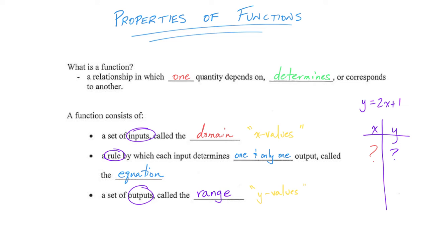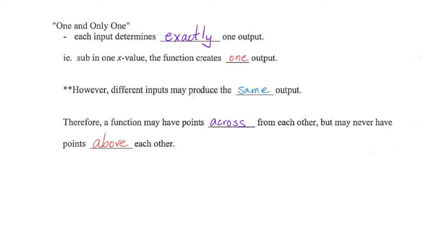Okay, I want to jump back up and zero in on that one and only one thing. If you follow down on the page, right below, we have that statement about one and only one. So what do we mean when we say one and only one? We just mean that each input determines exactly one output. Okay, exactly.